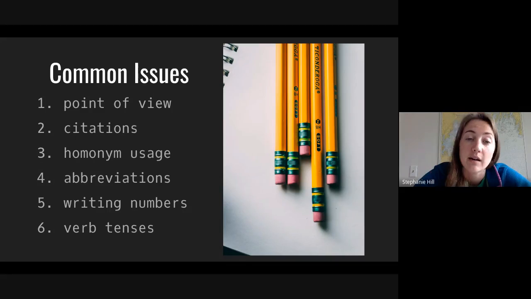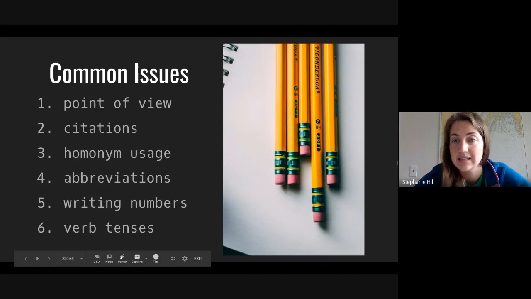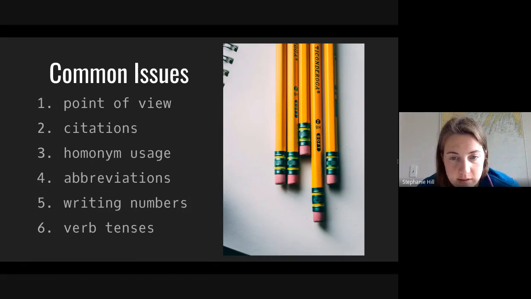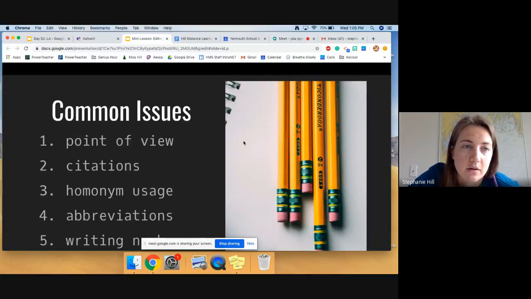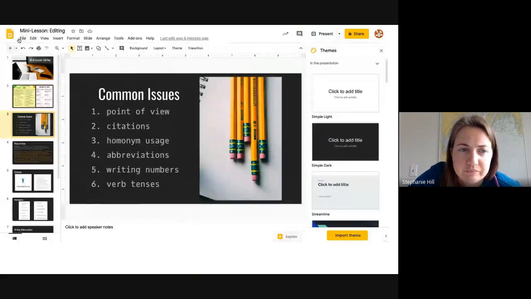And then writing numbers. Yep, there's another rule here. Numbers under 10, you have to write out in words. Numbers over 10, you can keep as digits or numerals. And then verb tenses. In your writing, any verb that you use should be present tense. I'm noticing that some of you are oscillating back and forth between past and present verb tenses. Okay, so that was a rundown.